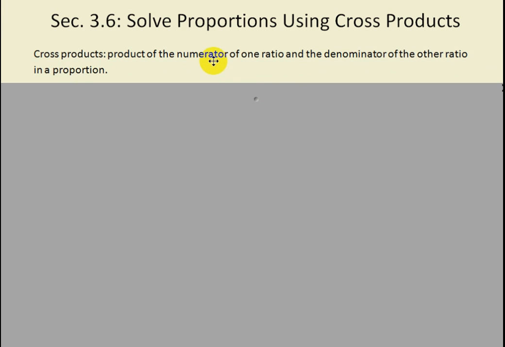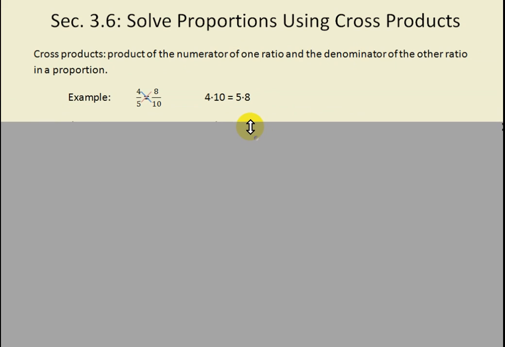Well, it's the product of the numerator of one ratio and the denominator of the other ratio in a proportion. So we have this example where 4 over 5 is equal to 8 over 10, and of course you probably recognize right away that if you simplify 8/10, you'll get 4/5. So we know these two are indeed equal. The idea is to multiply across the equal sign, and please do this only when you have an equal sign between two fractions or two ratios.